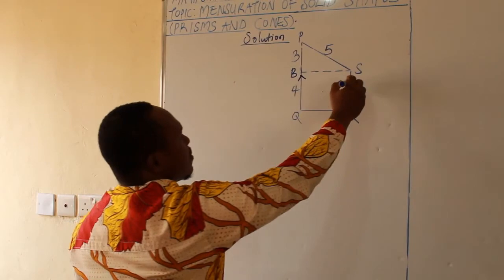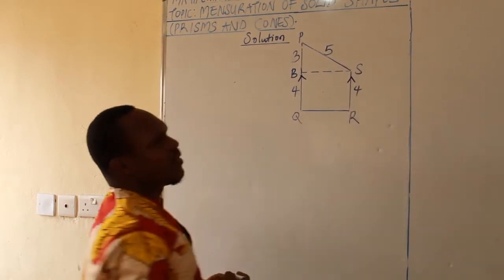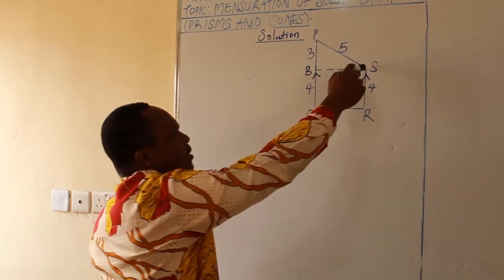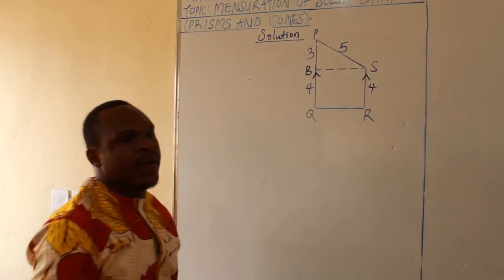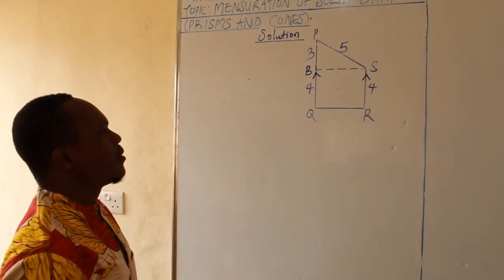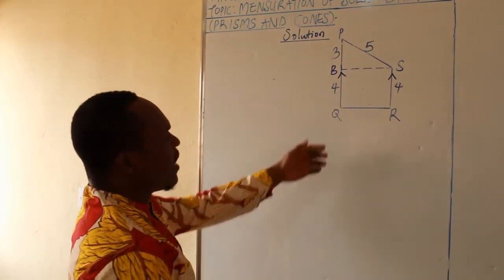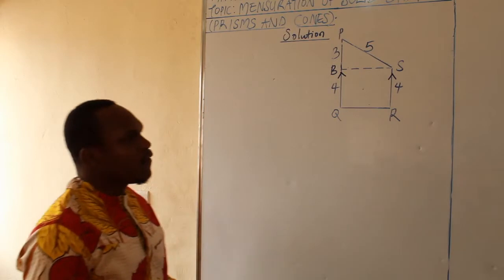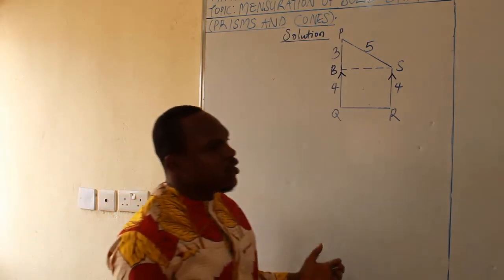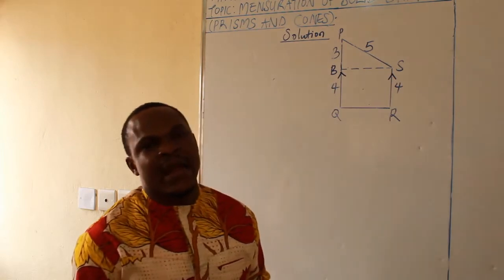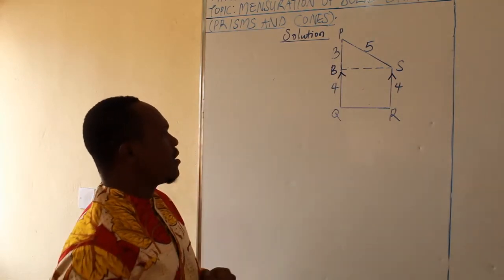This line is parallel to this. So the lines PQ and SR are both parallel to each other. Now, we know that for us to be able to find the volume of the wooden block, we have to be able to find the area of the base.